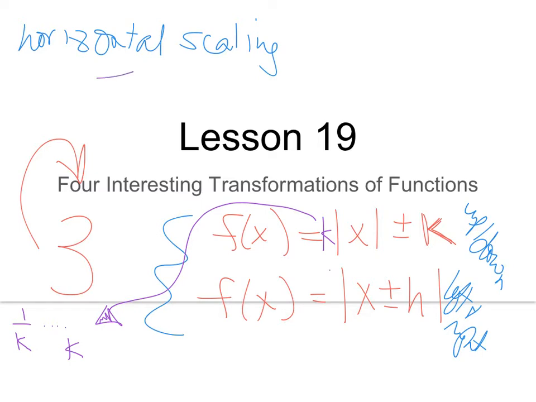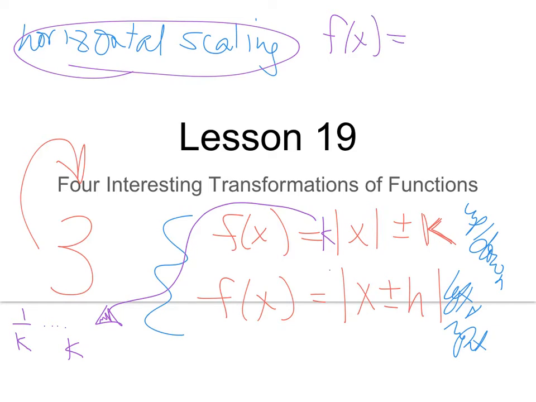All right, now we're doing horizontal scaling, which is going to be on the inside of our absolute value sign. Or what we're going to do today is going to be on the inside of our quadratic or parabola. So that's what we're going inside of things now, and it's hard. Horizontal is hard because it's on the inside.